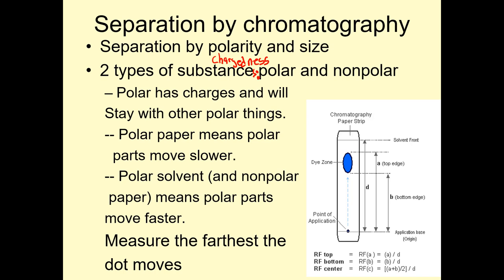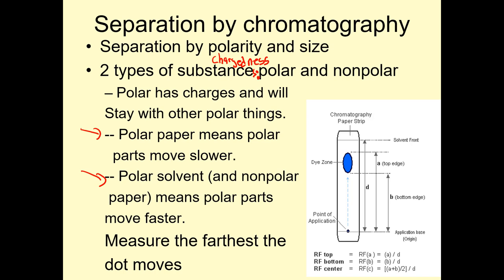Polar paper means the polar parts move slower. So if this is polar and it's polar paper, it's going to stay with it because the pretty stays with the pretty, right? But if you have a polar solvent moving through here, it's like a bunch of pretty people walking by you, and if you're pretty, you join in the pretty walk. And remember, the ugly people of Hinsdale Central just watch us with jealousy, okay? Polar paper means the polar parts move slower. Polar solvent and nonpolar paper means the polar parts move faster, okay? You can't tell what they're going to use without them telling you, but these are the two choices.